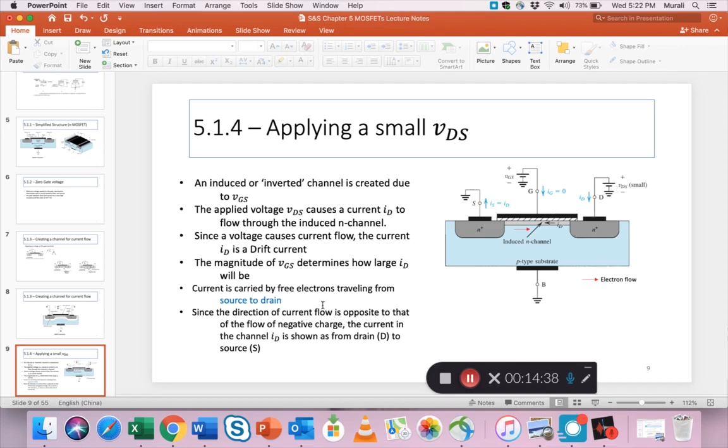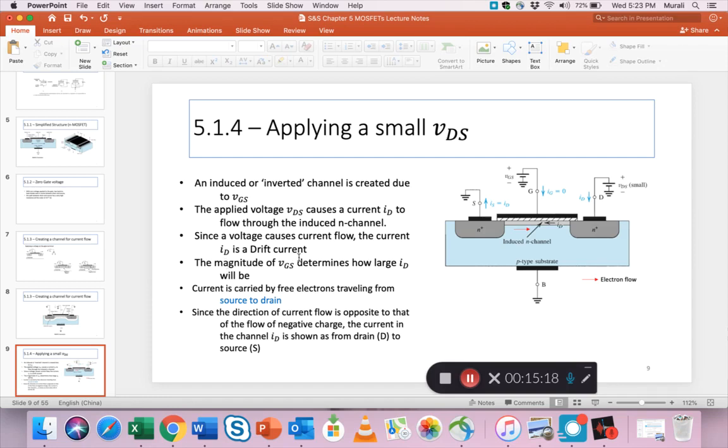Here are the bullet points that tell you physically what's going to happen. An induced or inverted channel is created due to VGS, right? That we already saw. The applied voltage VDS, this voltage, causes a current ID to flow through the induced N channel. Since the voltage causes current flow, the current ID is a drift current. Okay, remember drift and diffusion, right? There's two different types of currents. In the BJT, we said most of the current is due to diffusion. Here, we say that most of the current is drift current because of the applied voltages.